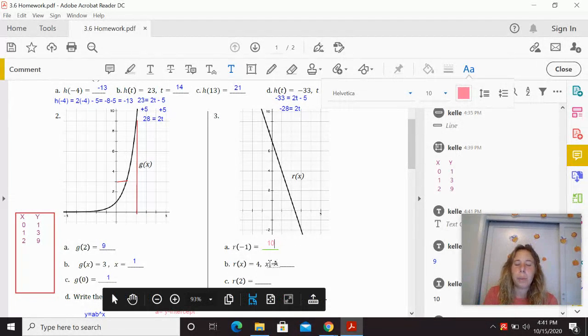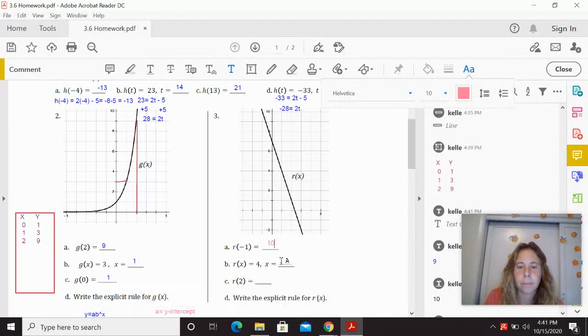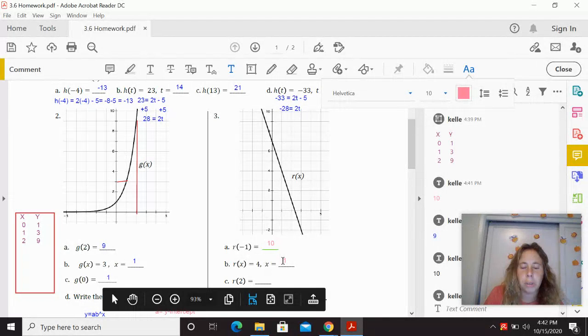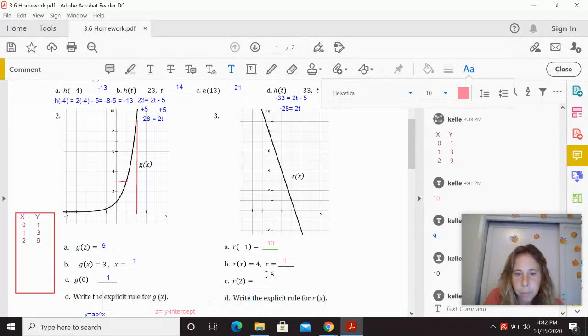Okay, r of x is equal to 4. So your y value is 4. What is x? So y is 4. X is 1. You're just looking at your graph. R of 2, so x is 2. What is y? X is 2. Y is 1.